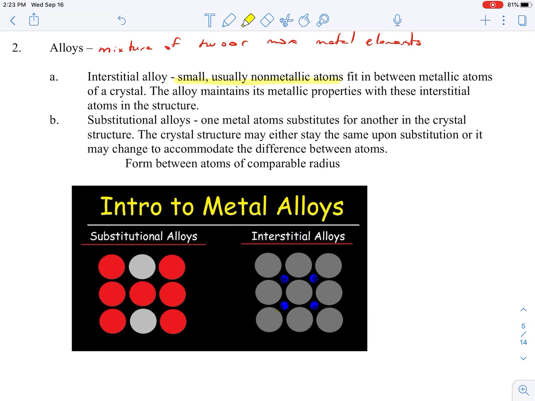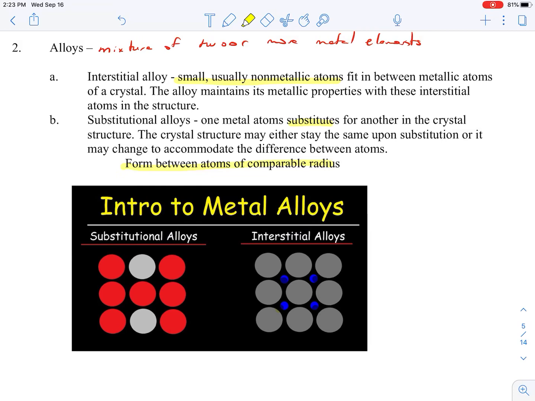And this keeps its metallic properties, but it might make it stronger, it might make it heavier, kind of depending on what you want to use it for. Then we have our substitutional alloys, and this is where we just take a metal and substitute, which makes sense, all right? One metal replaces another. And it might look okay, but it's going to be a little bit different. And the thing with the substitutional one is they have to be the same size. The interstitial should be different sizes of atoms.